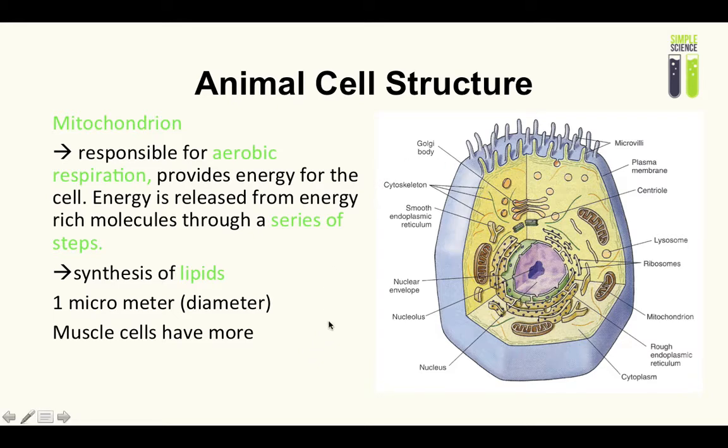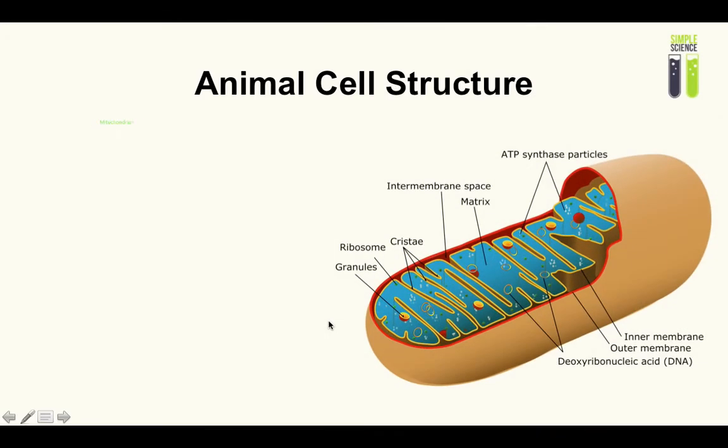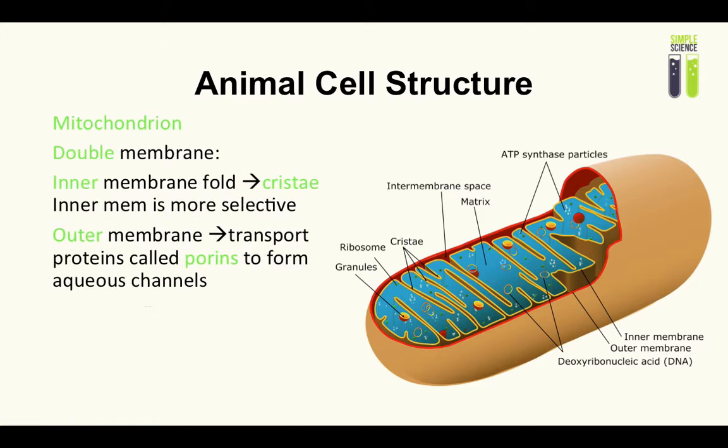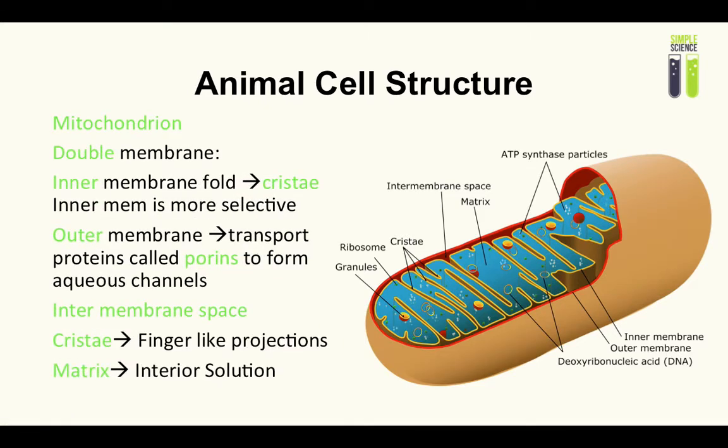Now let's take a look at the mitochondrion structure because it's very well suited for its purpose. Just like the nucleus, the mitochondrion is a double membrane organelle. So first let's look at the inner membrane. The inner membrane is more selective, okay? So it controls more strictly what enters and leaves the mitochondrion.